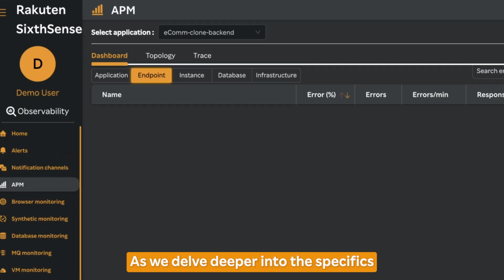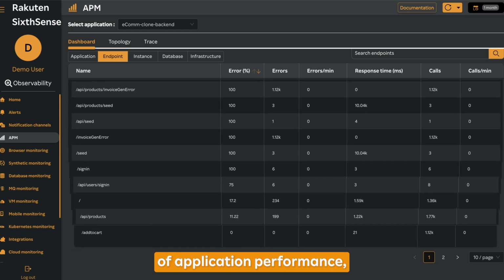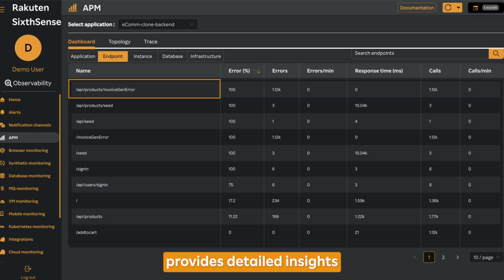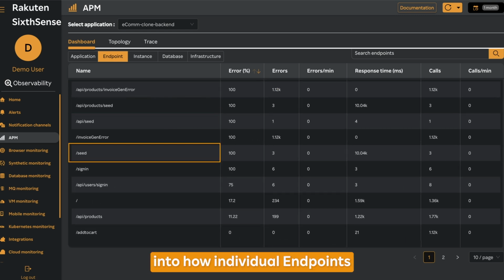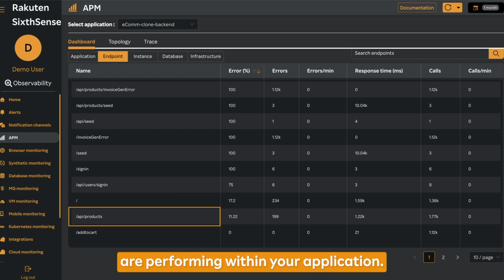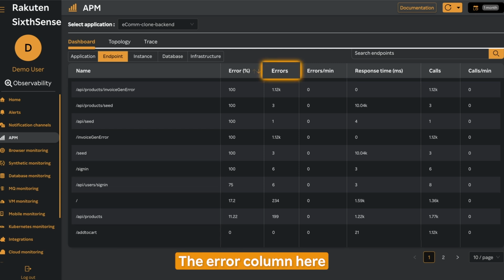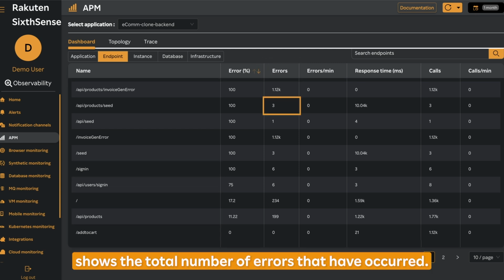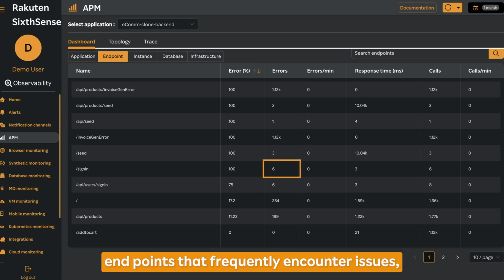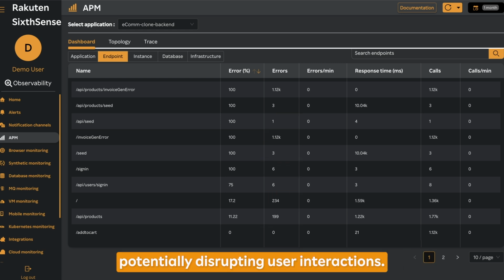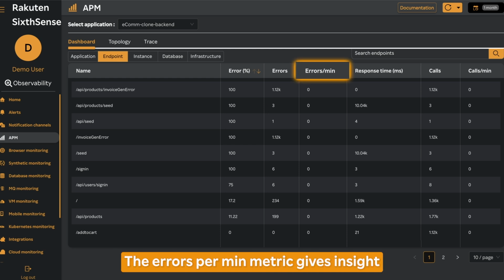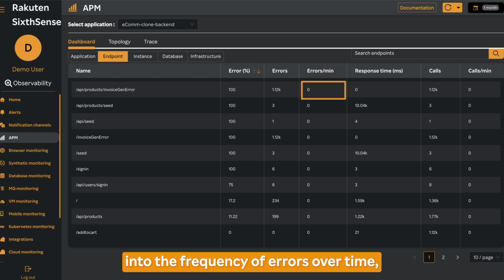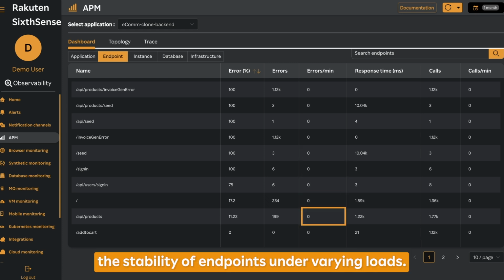As we delve deeper into the specifics of application performance, the endpoint section provides detailed insights into how individual endpoints are performing within your application. The error column here shows the total number of errors that have occurred. This identifies endpoints that frequently encounter issues, potentially disrupting user interactions. The errors per min metric gives insight into the frequency of errors over time, allowing teams to gauge the stability of endpoints under varying loads.